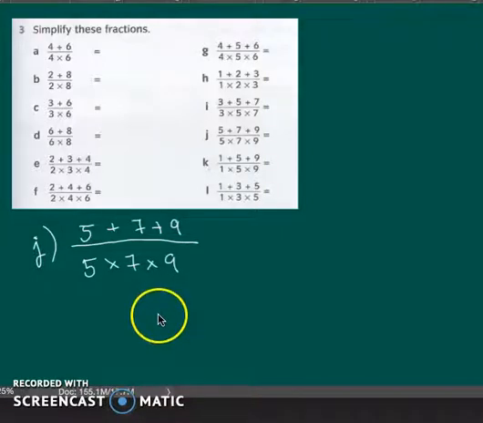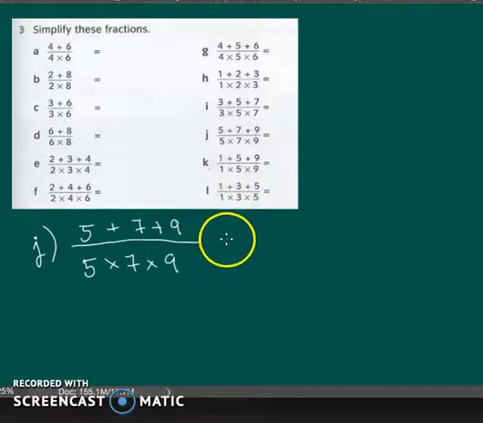Hi everyone. So some of the questions in this section you might think are a little bit obvious, but the point of learning them is to train our brains to think about fractions and factors in a way that will help us in all our future endeavors. So let's start with part J.